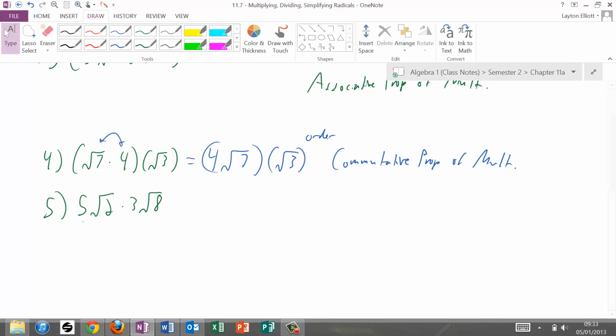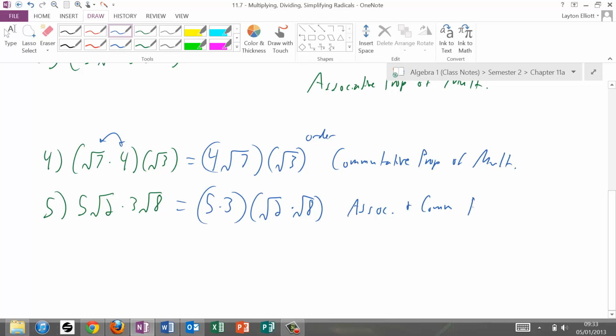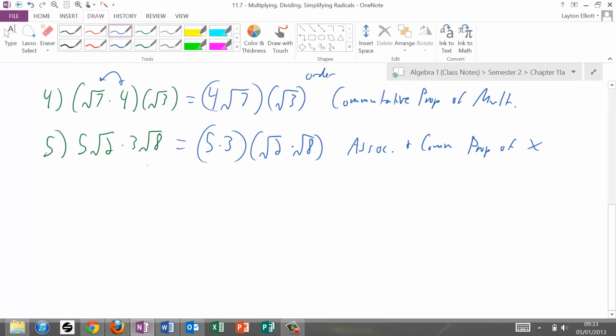And then lastly, I have 5 radical 2 times 3 radical 8, and that is equal to 5 times 3, the ones that aren't radicals, times radical 2 times radical 8, grouped like that. We're going to say that is both the associative and the commutative property of multiplication. We've switched the order and regrouped. And that's going to inform us how we're going to be multiplying some of these things.